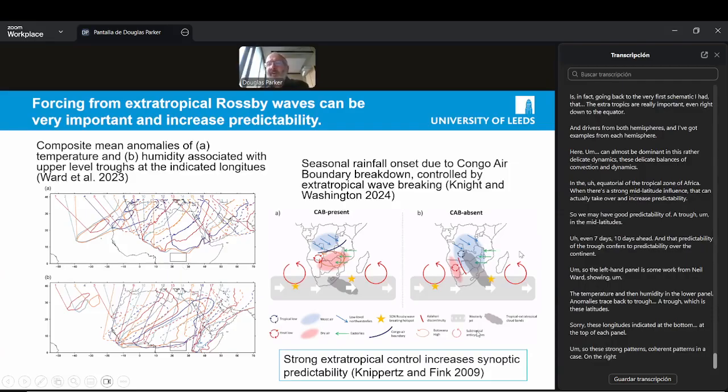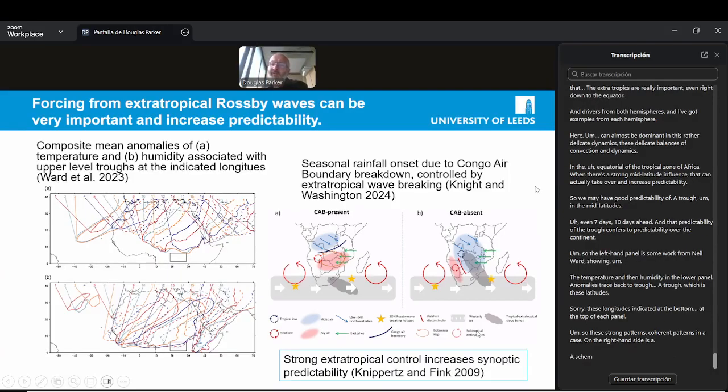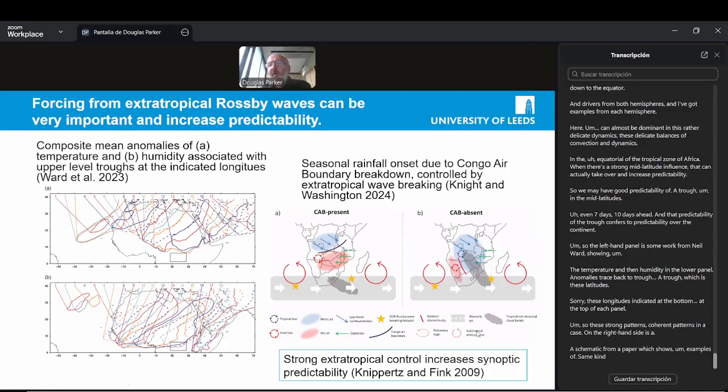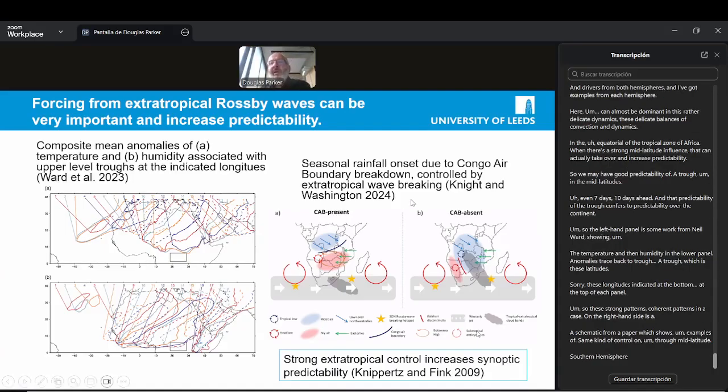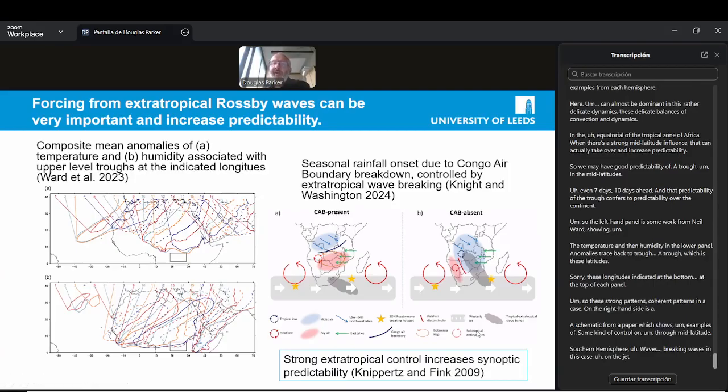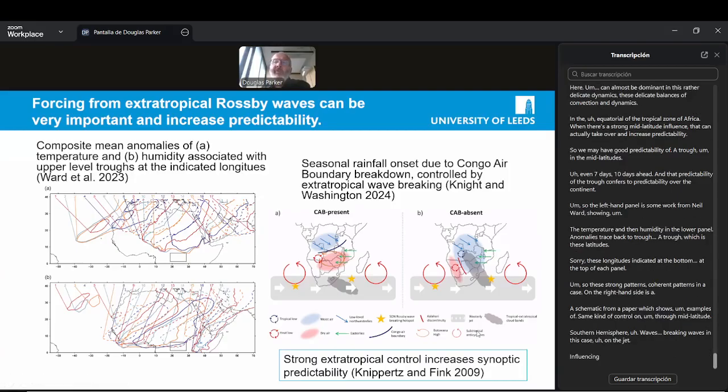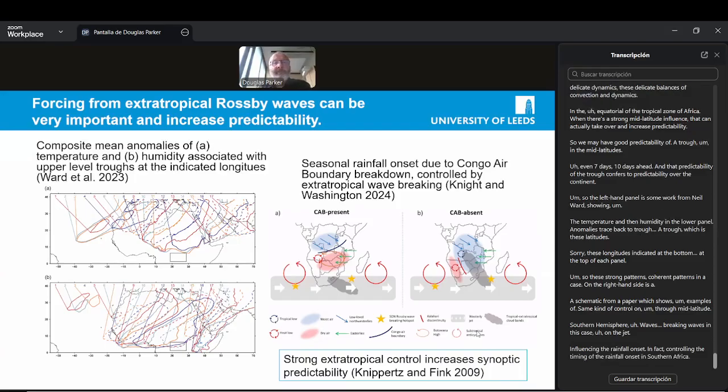And the right-hand side is a schematic from a paper which shows examples of the same kind of control through mid-latitude southern hemisphere waves, or breaking waves in this case, on the jet, influencing the rainfall onset, in fact, controlling the timing of the rainfall onset in southern Africa.